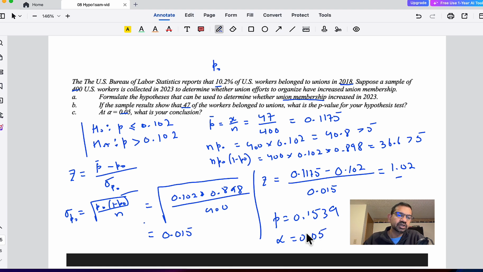So our p-value is more than our level of significance. What this tells us is that there is a 0.1539 probability that our sample is coming from a population where the null is true. And it is above our level of significance of 0.05, so we fail to reject the null. So we can conclude that we do not have evidence that the membership has increased beyond what it was in 2018. So we fail to reject our null.